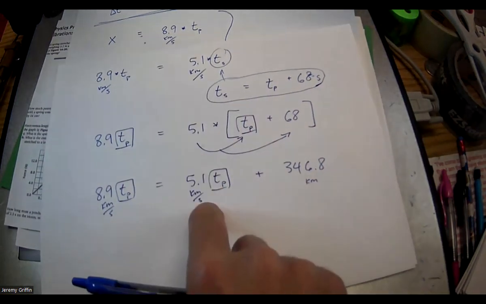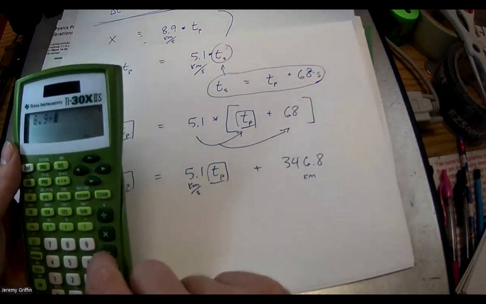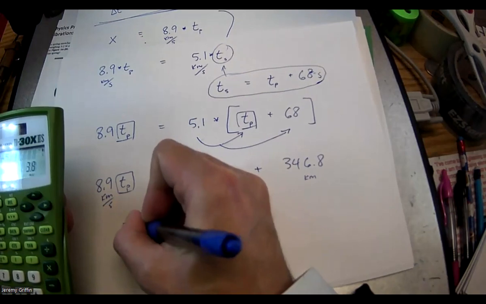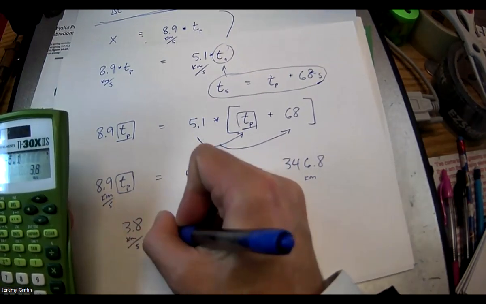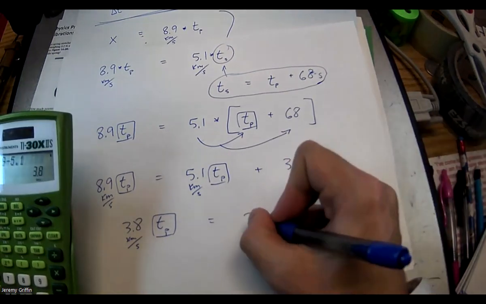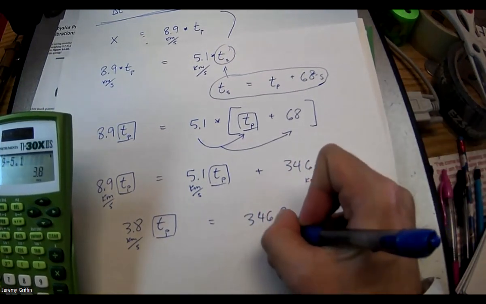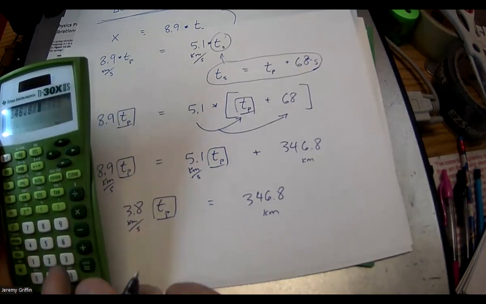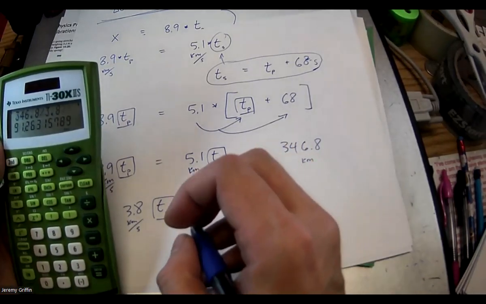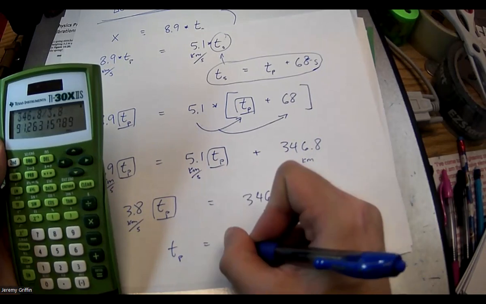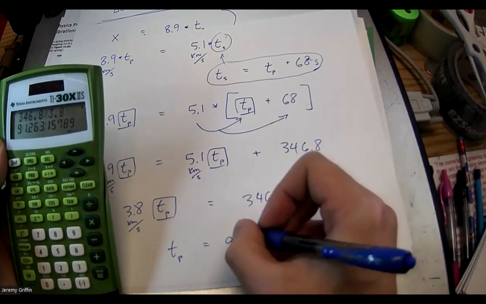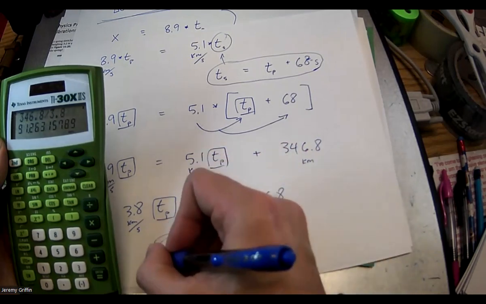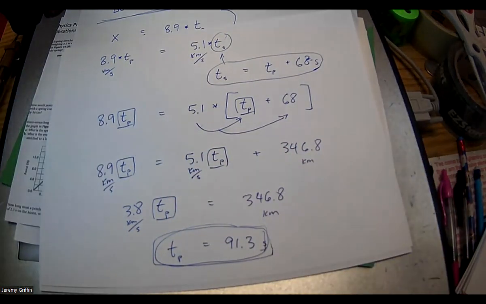Subtract this over, divide by the coefficient. 8.9 minus 5.1 is 3.8 kilometers per second times time primary is 346.8 kilometers. Then divide down this coefficient. 346.8 divided by 3.8. Time primary is 91.3 seconds, rounding a little bit. Okay, you guys good? Yeah, we're making good time today.